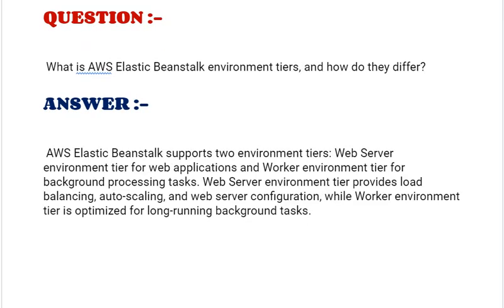Our next interview question is, what are AWS Elastic Beanstalk environment tiers and how do they differ? Your answer should be AWS Elastic Beanstalk supports two environment tiers, web server environment tier for web applications and worker environment tier for background processing tasks. Web server environment tier provides load balancing, auto scaling, and web server configuration, while worker environment tier is optimized for long running background tasks.